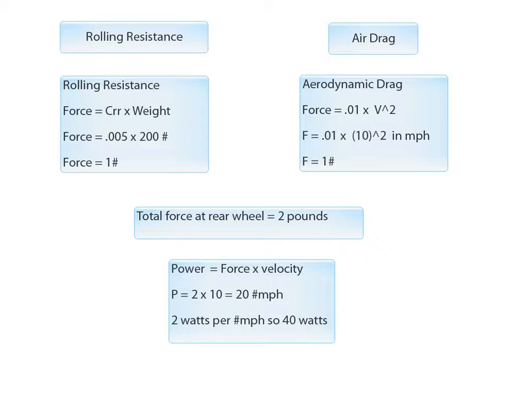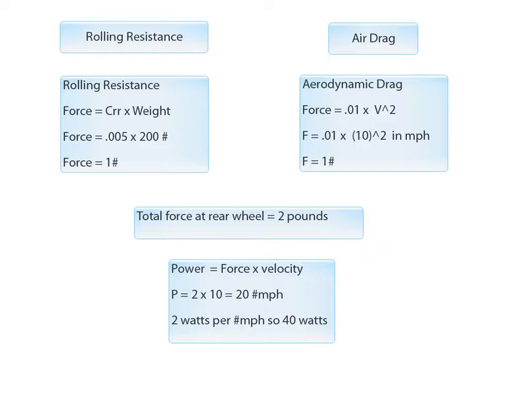So if we're going 10 miles per hour, 10 squared is 100, times 0.01 is 1 pound. So at 10 miles an hour, we get 2 pounds of force resisting our forward progress. Think of that as force against the rear tire. You have to push that tire with 2 pounds of force to move forward. Half of that force is coming from rolling resistance and half from aerodynamic drag.